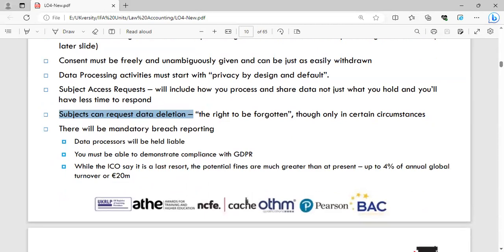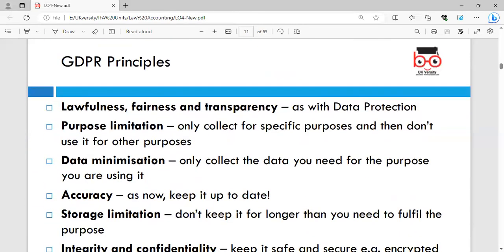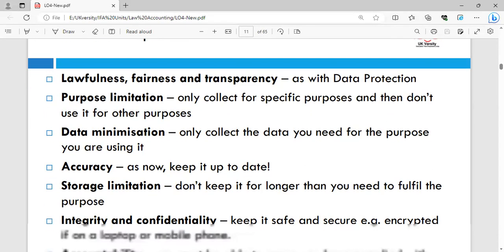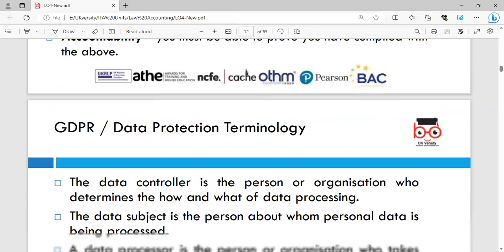Data processors will be held liable. Comply with the GDPR, while the ICO stays as the last resort. Potential fines can be much greater, up to 4% of annual global turnover. So the GDPR principles are: lawfulness, fairness, purpose limitation, data minimization, accuracy, storage limitation, integrity, confidentiality, and accountability, as we mentioned earlier in my discussion. So we need to look around.